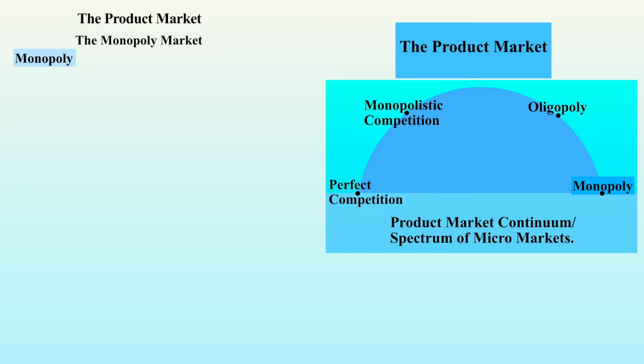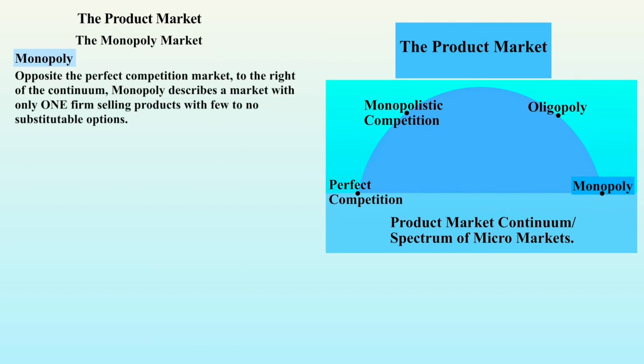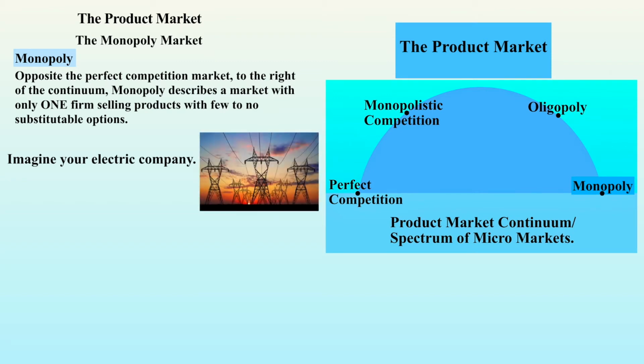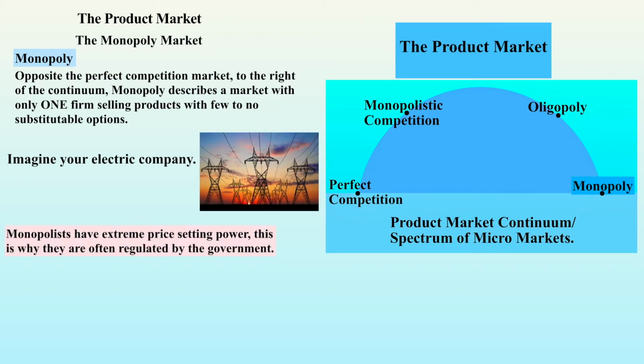At the other side of the continuum within this product market, which is all happening over on the left side of the circular flow of money, is the monopoly market, which describes a market with only one firm selling products with few to no substitutable options. Imagine your electric company. Monopolists have extreme price-setting power. This is why they are often regulated by the government.